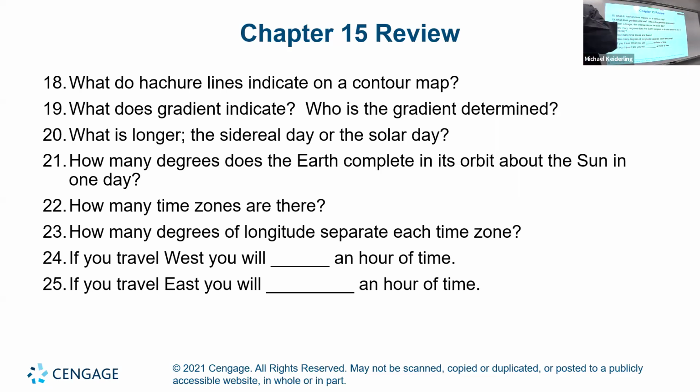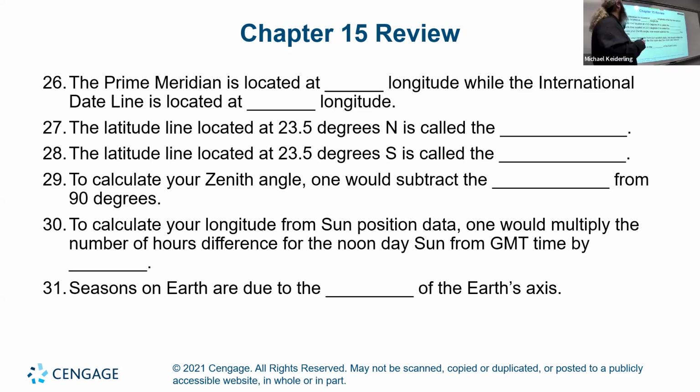When you travel west, the time will go to an earlier time, so you will gain an hour of time. You travel east, the time will go to a later time, so you will lose an hour of time. The prime meridian is located at 0 degrees longitude, while the international dateline is located at 180 degrees longitude.